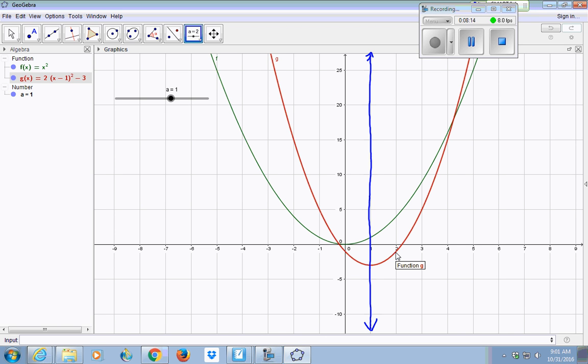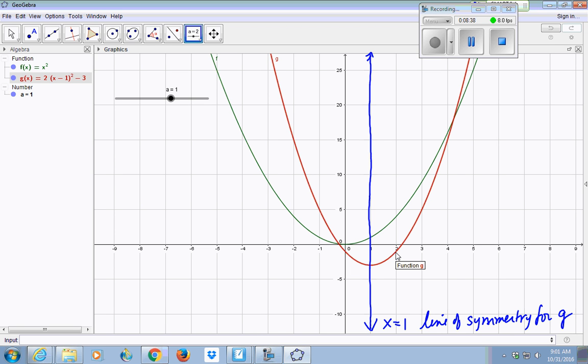So every parabola will have a line of symmetry, and it's x equals whatever the x value of your vertex is. So x equals 1 is the line of symmetry for our function g. Okay. Any questions on that before we move on?